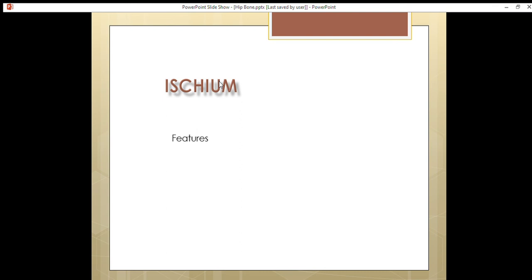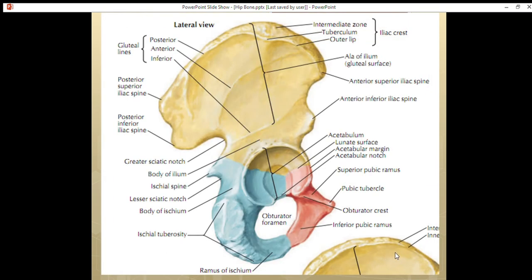The next part of the hip bone is the ischium. The posterior-inferior part of the hip bone is formed by this blue part called the ischium. The ischium is going to form the posterior-inferior two-fifths of the acetabulum. The part of the ischium just behind the acetabulum is known as the body of the ischium, and then there is the ramus of the ischium, which is connected to the inferior ramus of the pubis. The ischium is also going to complete the obturator foramen by its anterior border.